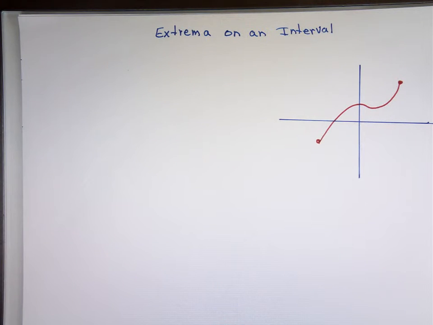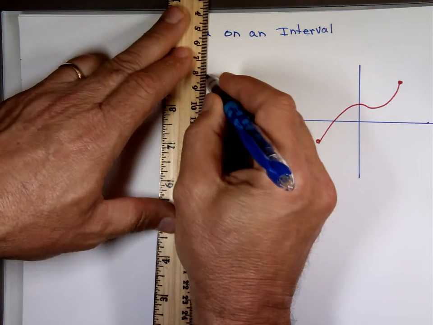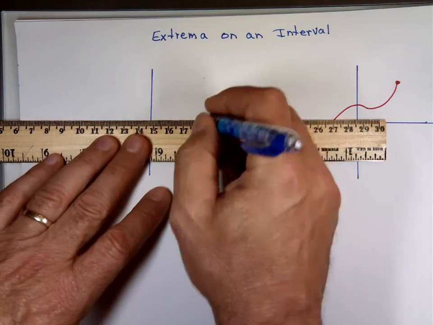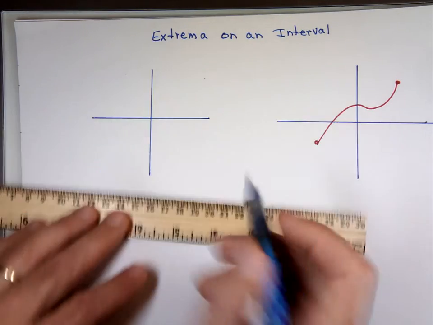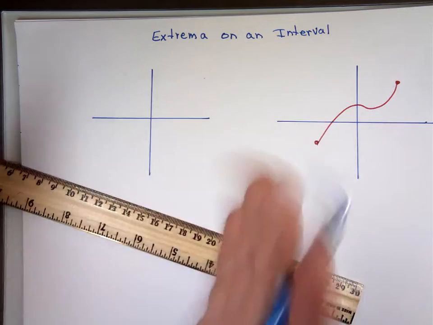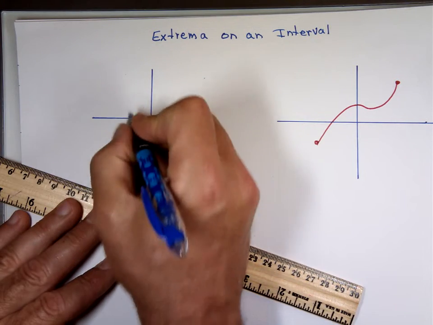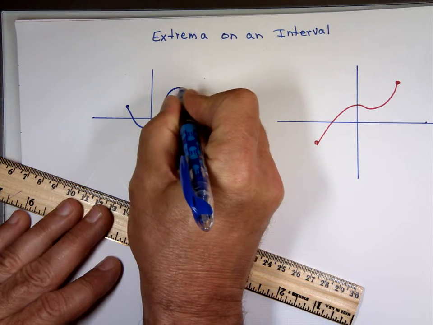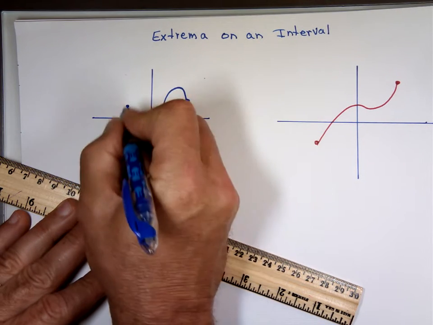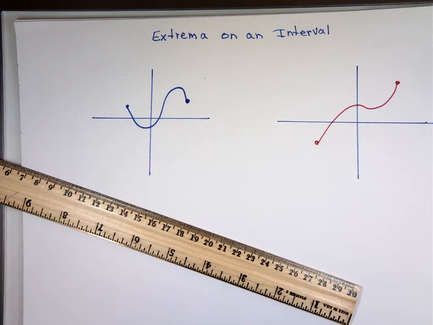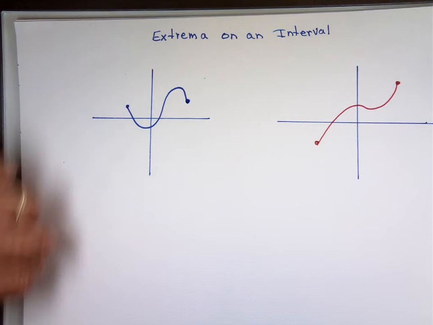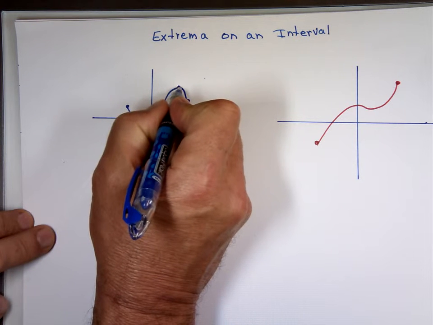I might have a different graph. Let's look at this graph. See, on an interval, so I'm giving you a beginning and end to it. I might have a graph that looks like this, from this x value to that x value. Let's start with this one. Let's look at that point.